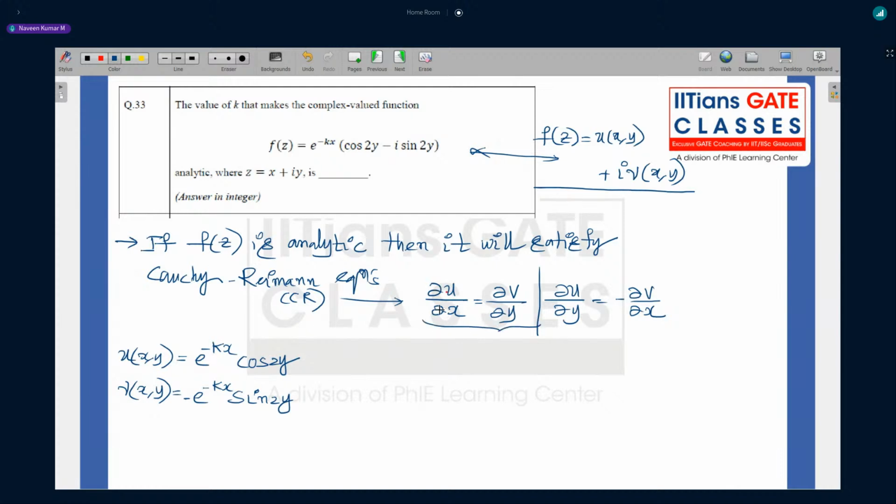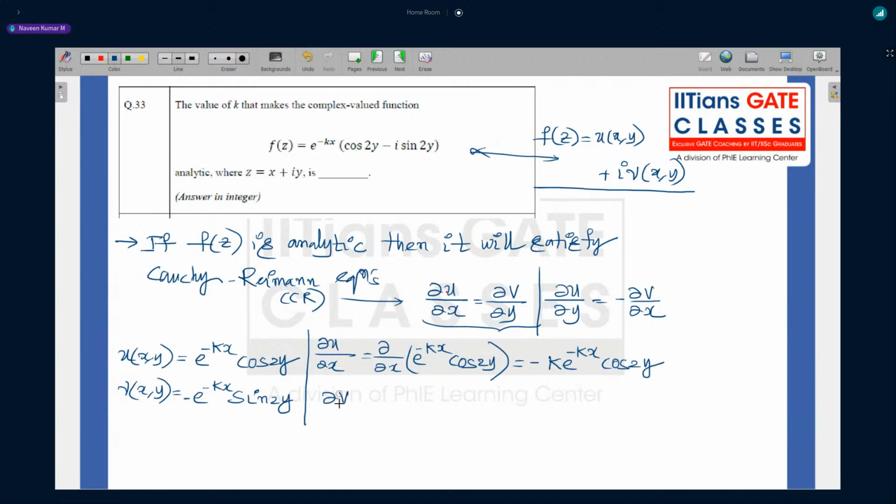For this you need dou u by dou x. So dou u by dou x is dou by dou x of e to the power of minus kx into cos 2y. No need of chain rule, because the second one is not a function of x. So simply differentiate e to the power of minus kx. The differentiation is minus k e to the power of minus kx into cos 2y.